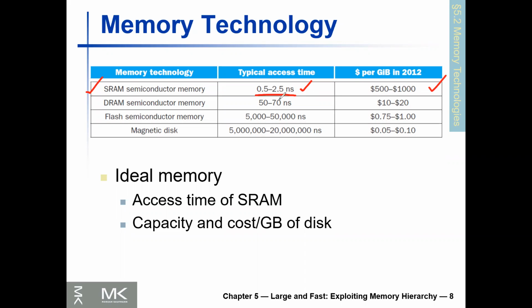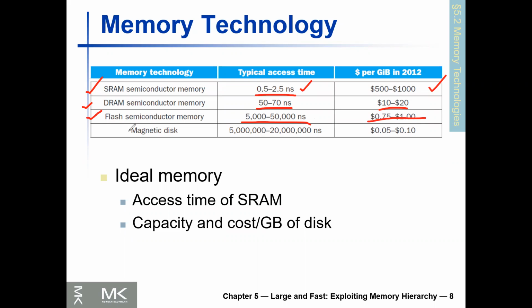Now, we look at DRAM memory, which we also call RAM. If you look at the access time, it is more here, even 10 times more. But the price is much cheaper, not $500, only $10 to $20. Similarly, flash memories, like the pen drives we use nowadays, have an access time of 5,000 to 50,000 nanoseconds. But the price is so cheap, only $1.